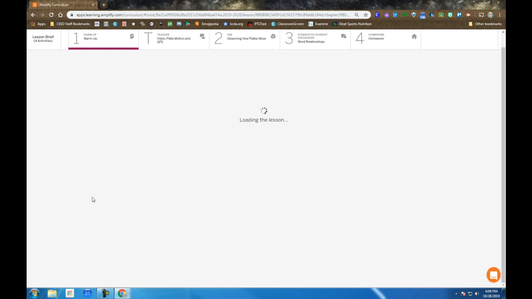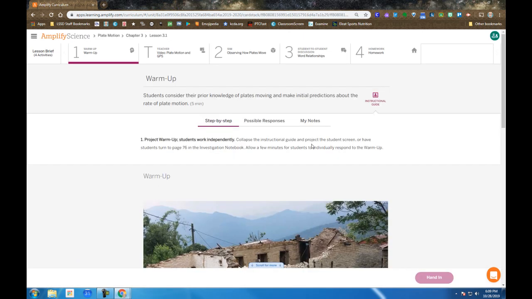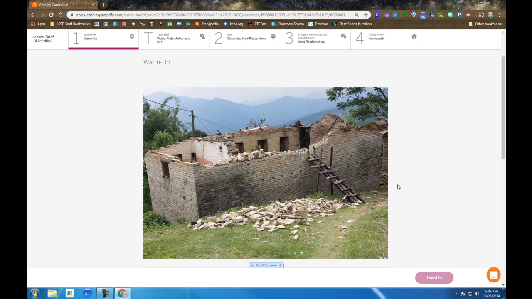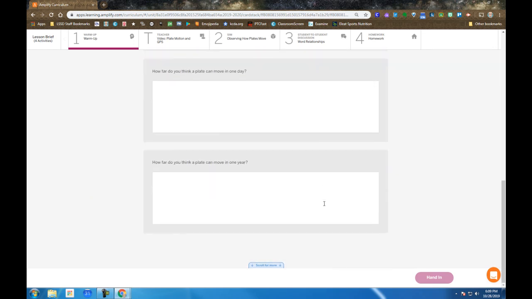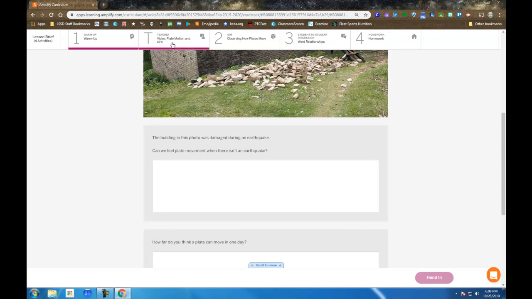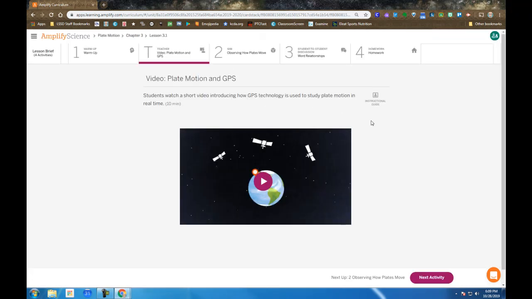So as always, we begin with the warm-up. Go ahead and take a look at the image, respond with what you think in the following boxes, and then be sure to hand that in. Once you've done that, we're going to move on to the teacher step.